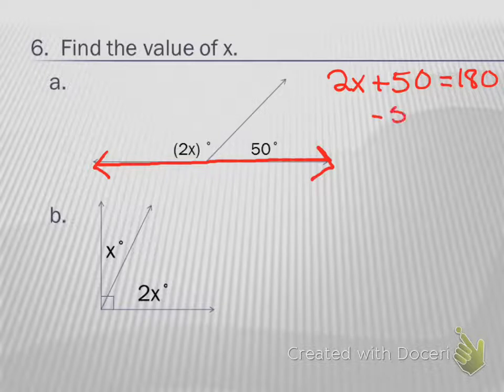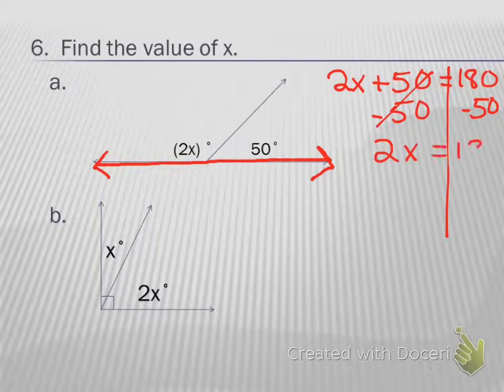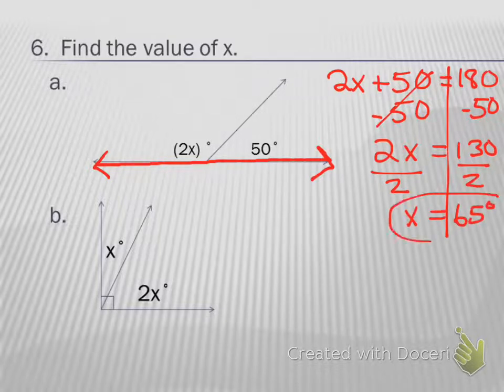I'm going to undo the adding 50 by subtracting 50 from both sides. That gives me 2x equals 130. To undo multiplying by 2, I'm going to divide both sides by 2, and I get that x is 65 degrees. Any questions on number 6, part A?